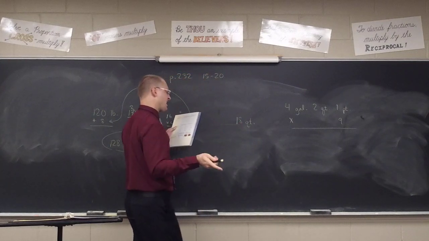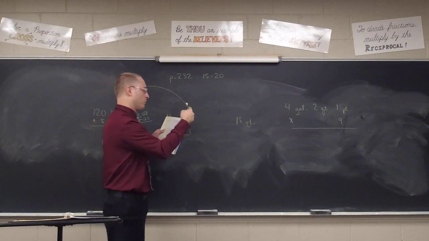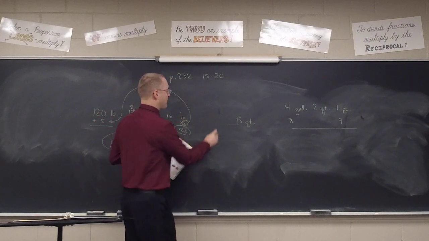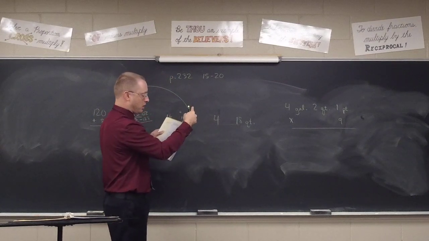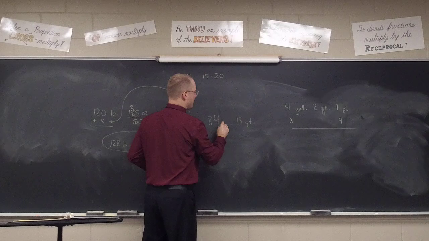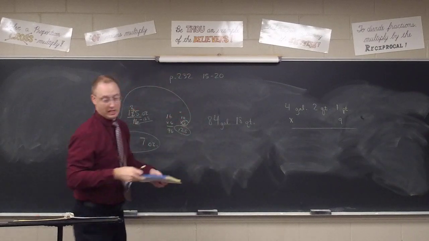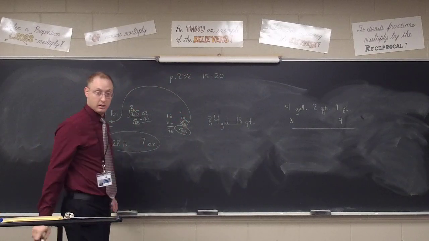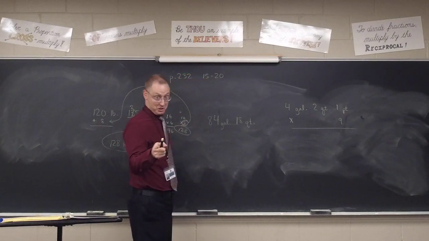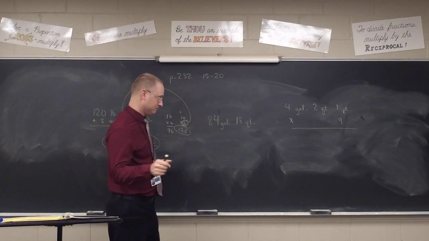And let's do 6 times 14. Start with 6 times 4. 24. Let's carry the 2. 6 times 1 plus the 2. So we should have 84 gallons, 18 quarts initially. Now, how many quarts to make a gallon? It's 4. Okay, we have to make sure we have that memorized, though, don't we? You have to nail that down.